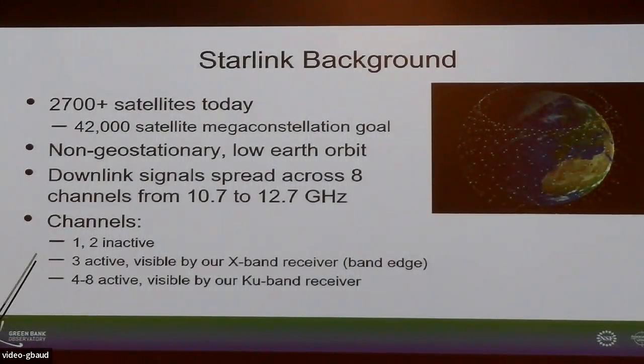The channels 1 and 2 are inactive, so they're ignored. But channel 3 is active, and we can see it in X band, though it's at the band edge. And channels 4 through 8 are visible in Ku band. So most of the channels we're going to be observing in Ku band, since X is only 1, and it is at the band edge.